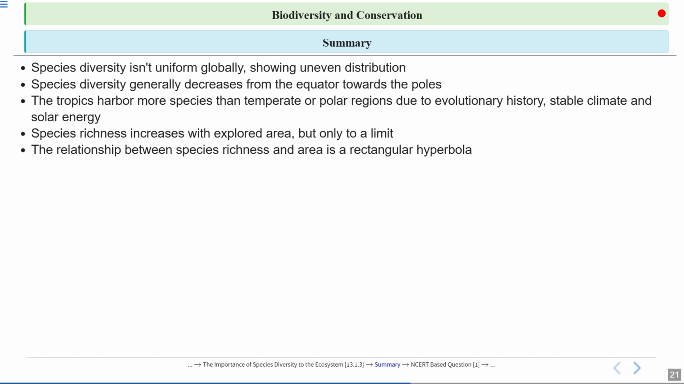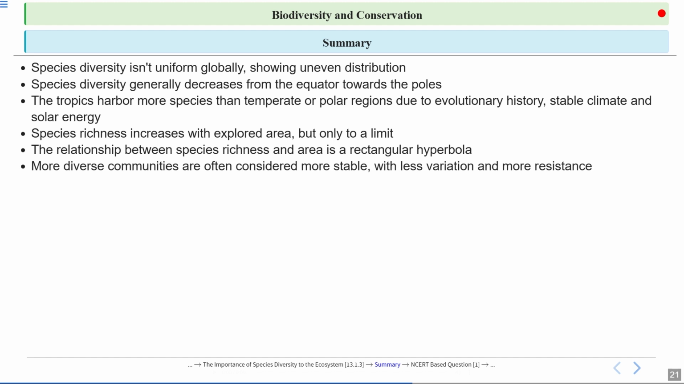Now, the relationship between species richness and area explored forms a shape called a rectangular hyperbola. In simple terms, this means the number of species will increase quickly at first when you increase the explored area, but it will then level off. Now, more diverse communities are often considered more stable, with less variation and more resistance. So if the diversity in an ecosystem is higher, then that ecosystem will be stable.